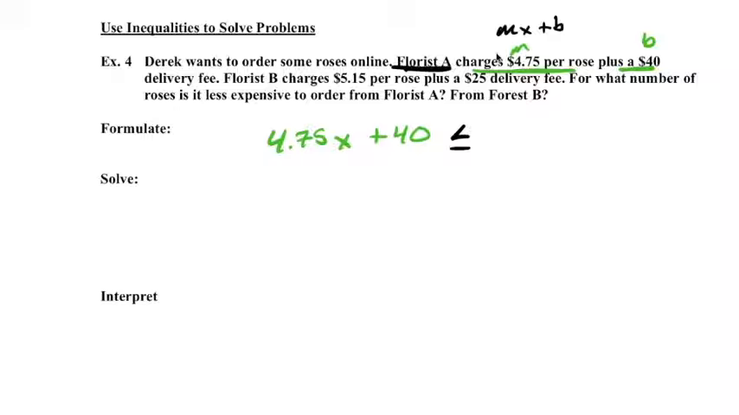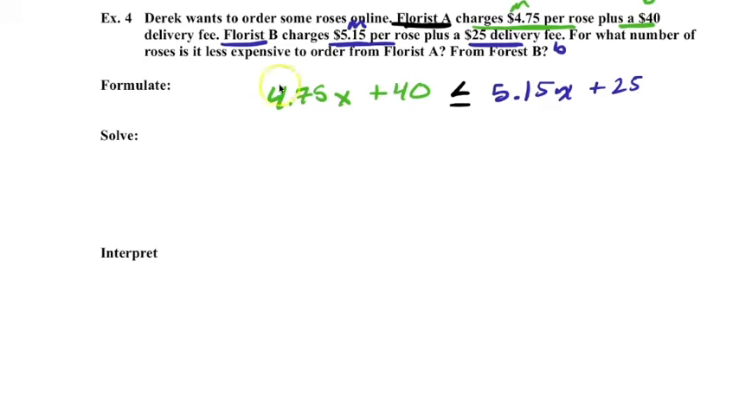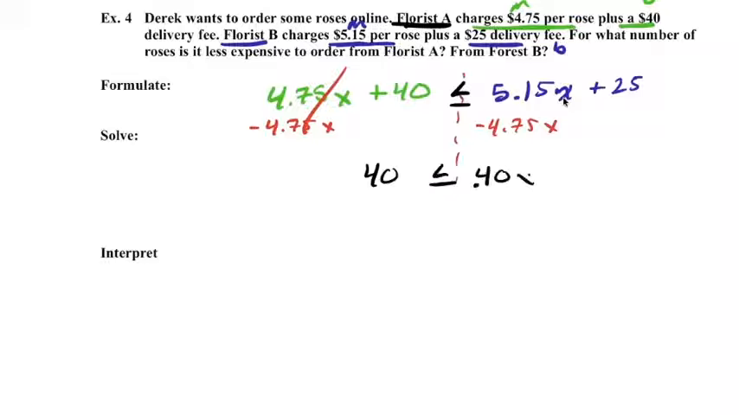So let's find the equation for Florist B. Florist B charges $5.15 per rose, so that'll be your m, and a $25 delivery fee, that'll be your b. So this is going to be 5.15x plus 25. So that's our equation. Now we have to solve it. Same concept as before. Let's get only one x. We're going to subtract 4.75x from both sides. These cancel. I get 40 is less than or equal to 0.40x plus 25. Now let's subtract 25 from both sides, and we get 15 is less than or equal to 0.40x.